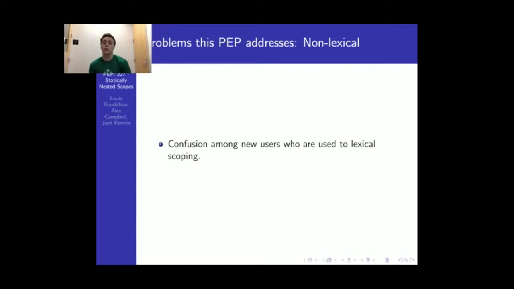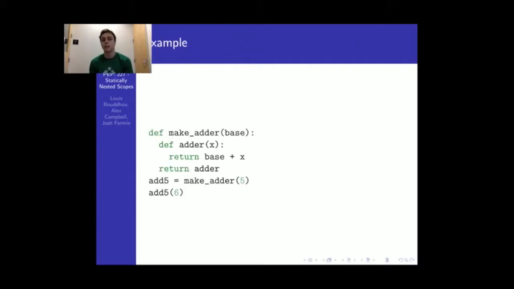So it also addresses the problem of non-lexical scoping. So most developers are used to using lexical scoping, which is static nested scoping. So when they come into Python, it's much harder to get started. So an example of that is without static scoping, the adder here, the base would not be available. But because we've added static scoping, the base is available, and this function would return 11.